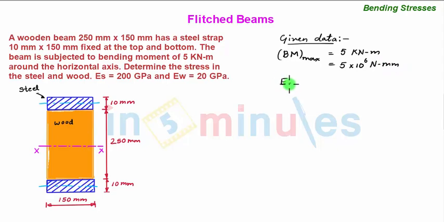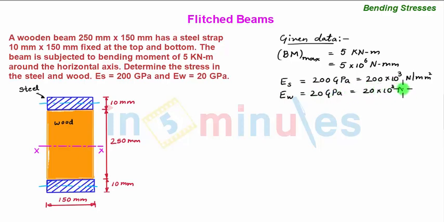Also, the value of Young's modulus for steel, ES, is 200 gigapascal. So this is equal to 200 into 10 to the power 3 Newton per mm square. Similarly for wood, Young's modulus is 20 gigapascal. So this is 20 into 10 to the power 3 Newton per mm square. And in this problem we have been asked to find out first the maximum stress induced in steel and second the maximum stress induced in wood.